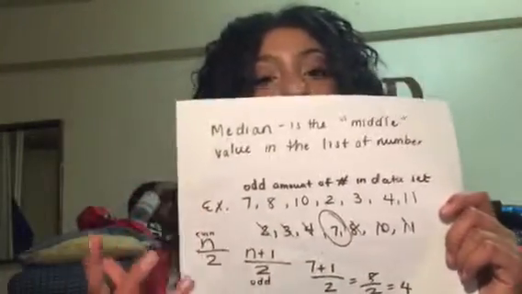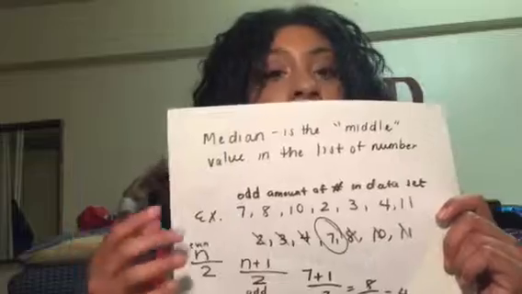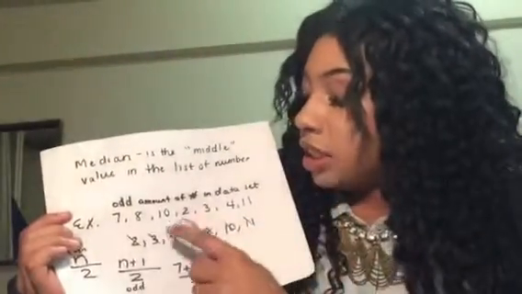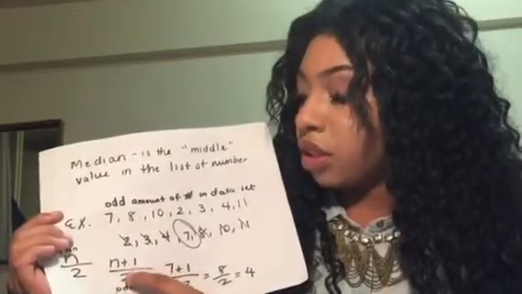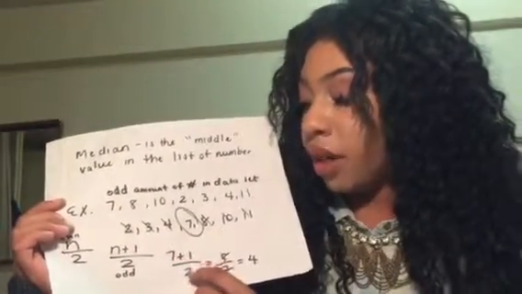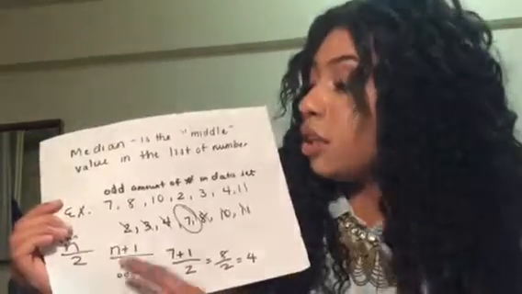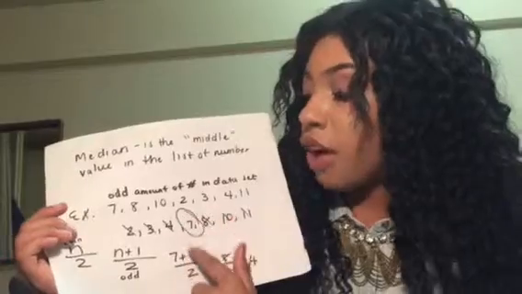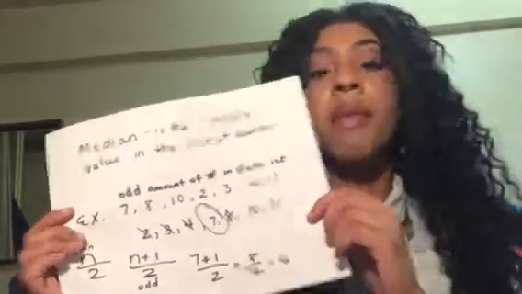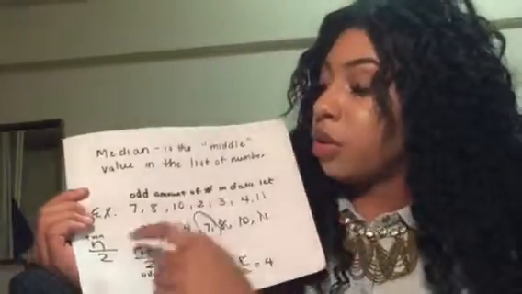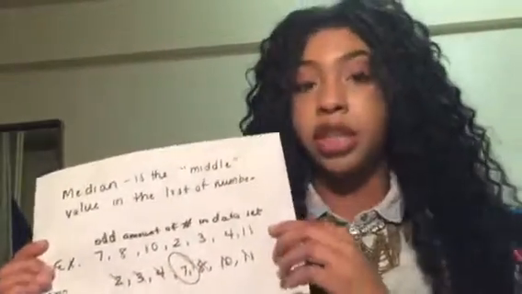And there's a shortcut to it. You want to find the position of it. If you have an odd amount of numbers, which we do in this data set, which is 7, you want to do n plus 1 divided by 2. So replacing it with a 7, you do 7 plus 1 divided by 2, which equals 4. So you count all the way to 4, 1, 2, 3, 4, and you find your median, which is 7. But it's different if you have an even amount of numbers, because for the even, you'll do n divided by 2. And I'll show you an example of that.